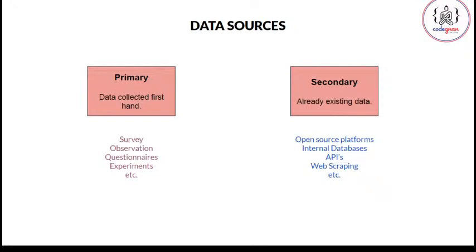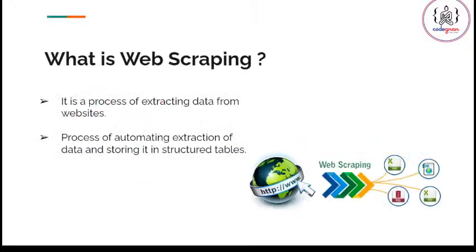So we are putting this in secondary source because you see data already exists on the internet. All we are doing is automating this copy and paste, but we are using this secondary source of data, and there are different options available as well. So this is your data sources, right? Now let's talk about web scraping here.